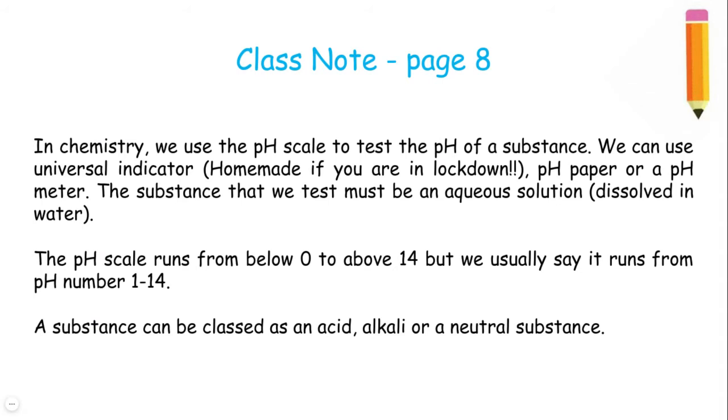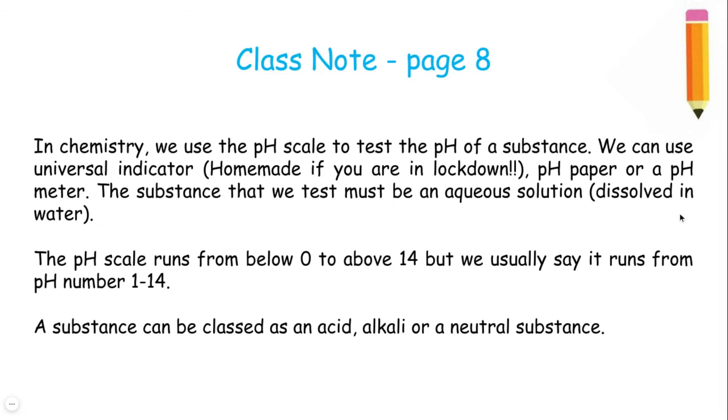So the pH scale runs from below 0 to above 14, but we usually say it runs from pH number 1 to 14. A substance can be classed as an acid, an alkali, or a neutral substance. So this is really important, this note here. So can you pause the video and copy this down in your jotter?